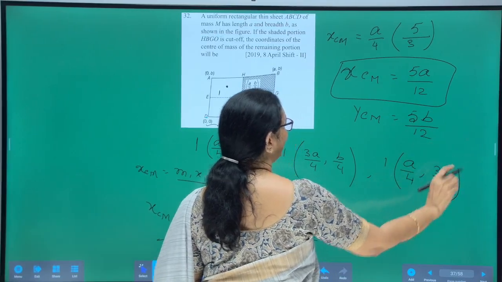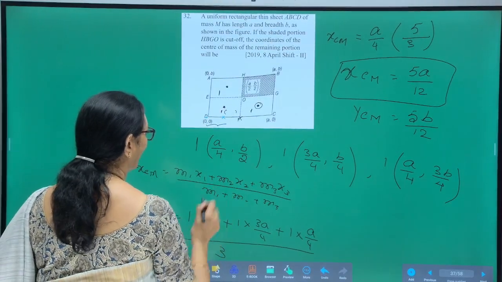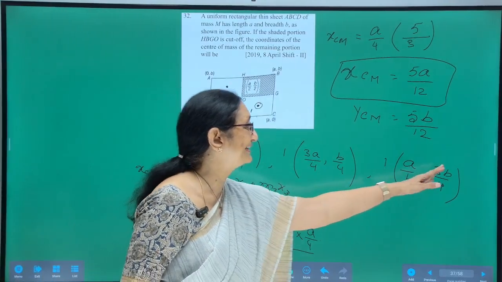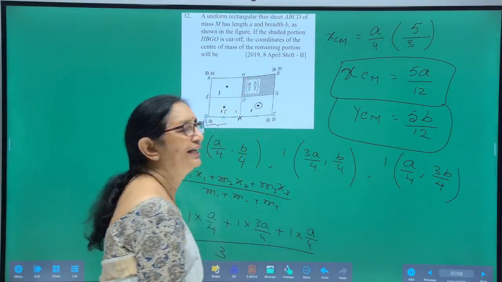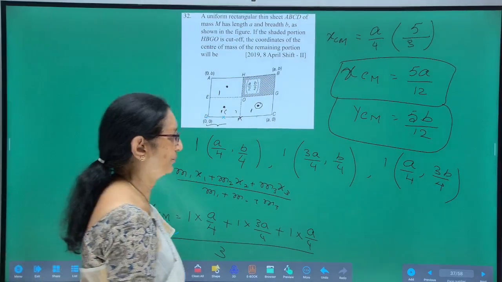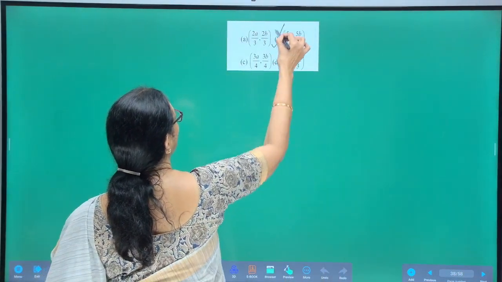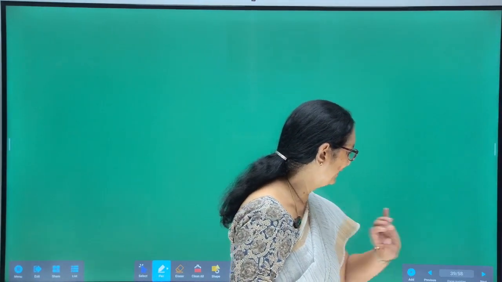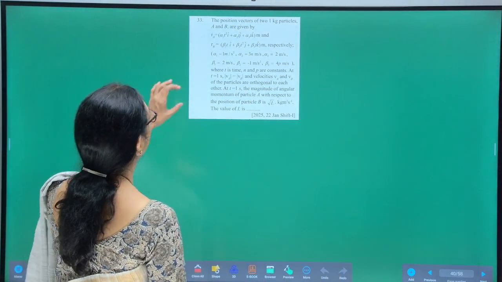And ycm by similarity we can say it is 5b by 12, because here it is b by 4, isn't it? 1 b by 4, 1 b by 4, 1 3b by 4. So, exactly by considering the same formula you will be getting it as 5b by 12. So, look into the options given. This is the correct answer, 5a by 12 and 5b by 12. Okay, look into the next problem.